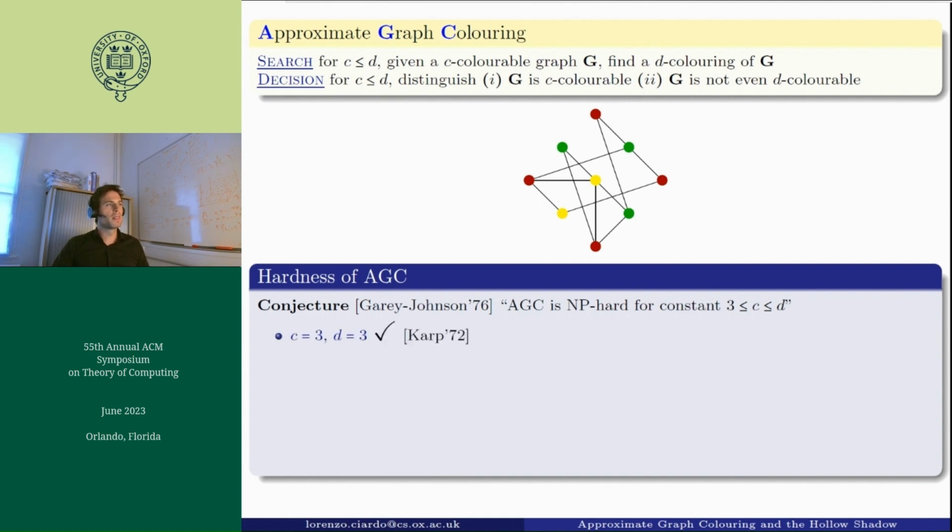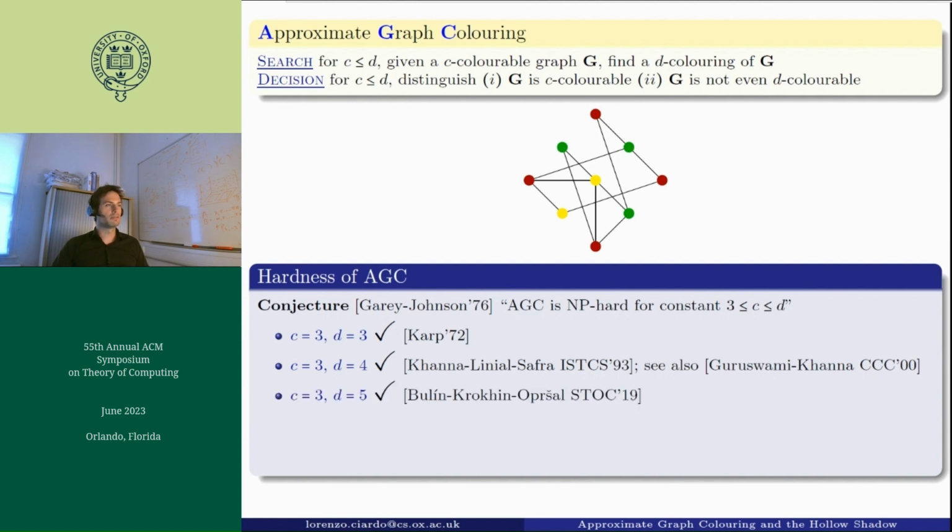If c is equal to d, what we get is c-coloring, which is NP-complete. It's one of Karp's list of NP-complete problems. If c is equal, for example, to 3 and d equal to 4, this is also hard, as shown 20 years later by Khanna, Linial, and Safra, and a different proof was given by Guruswami and Khanna. c equal to 3, d equal to 5 is also hard, shown 4 years ago by Barto, Bulín, Krokhin, and Opršal. And you see that the bigger the gap between c and d is, the easier the problem potentially is, so the harder it is to show hardness.